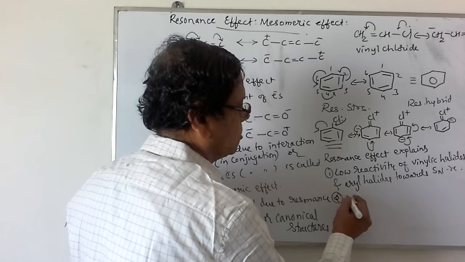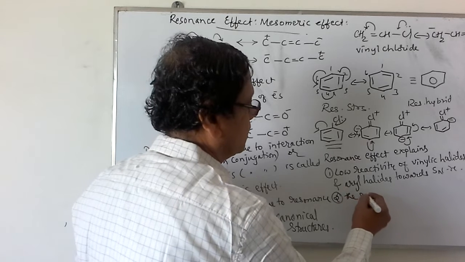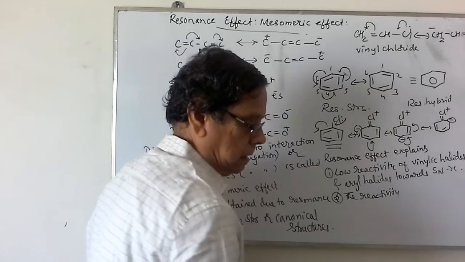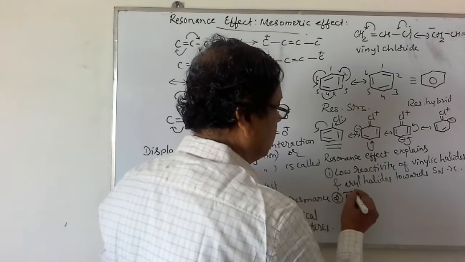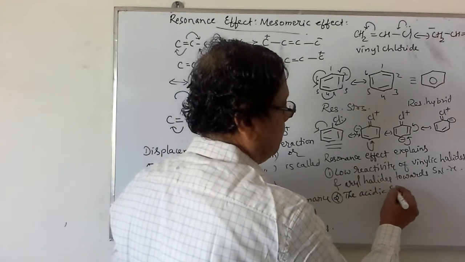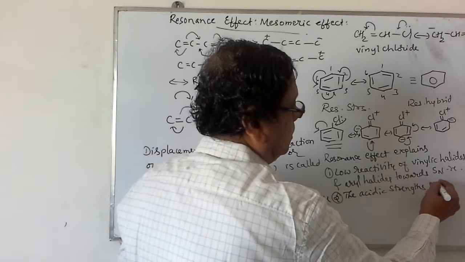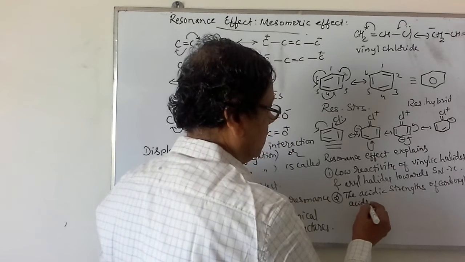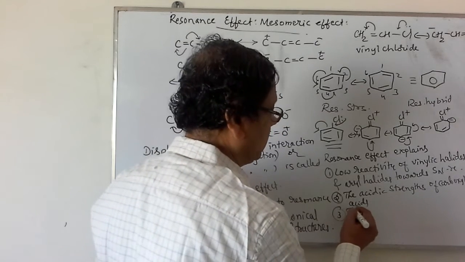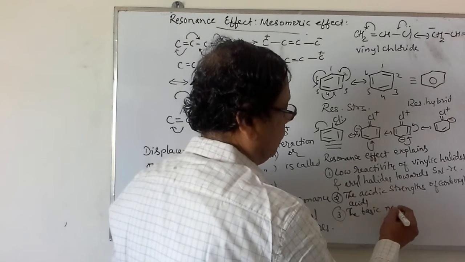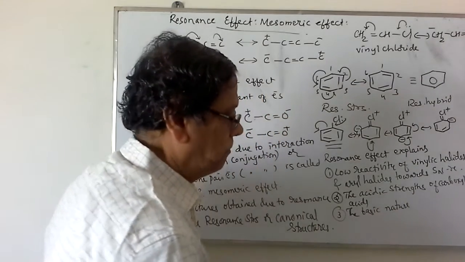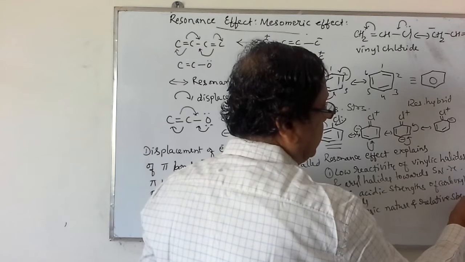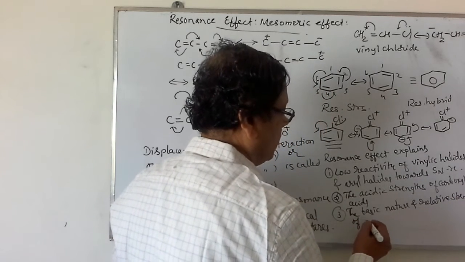Then this resonance structure can also be used to explain the acidic strengths of carboxylic acids. Similarly, it can also be used to explain the basic nature, or basic strengths, and the relative strengths of amines.